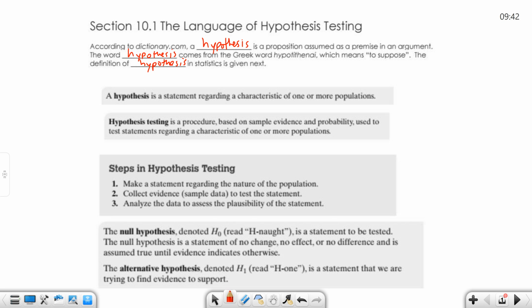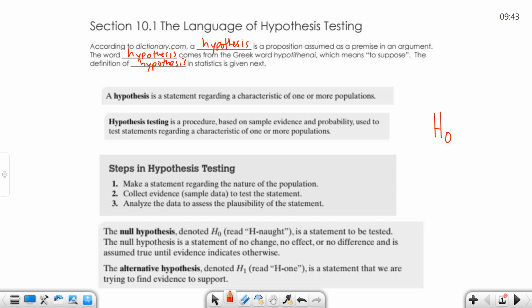All right? The null hypothesis denoted H sub 0. That's read H naught. So this is H naught. H naught is a statement to be tested. It is the statement of no change, no effect, or no difference. It's assumed true unless the evidence says it's not true. So what I just said, if the mean price of a house is $258,000 in Oxford, we're going to assume that's true until we find evidence that says, hey, it's not true.